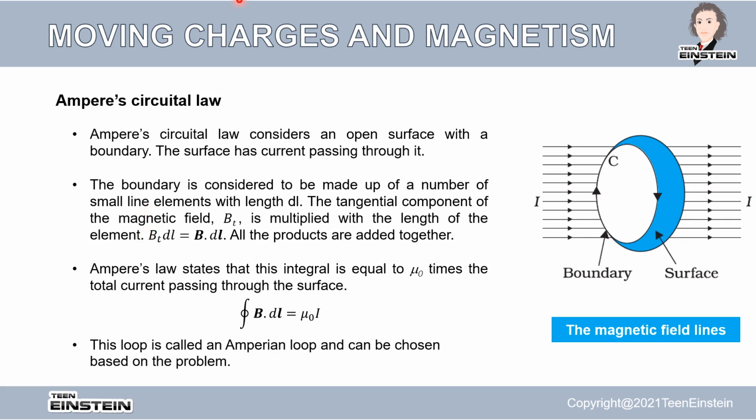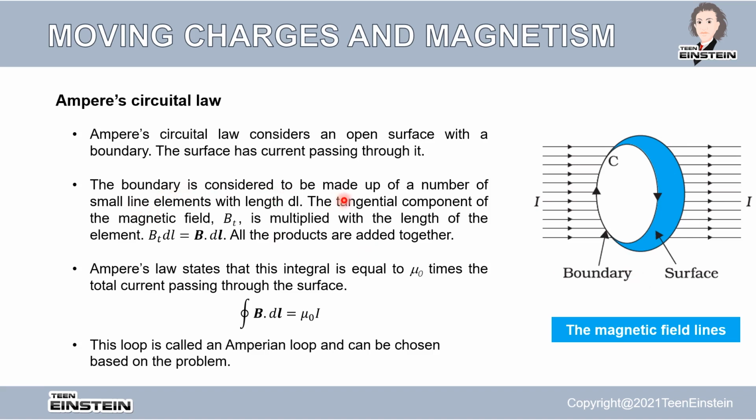In this we are going to consider an open surface with a boundary. So if this is the open surface, it has a closed boundary like this, and the surface has current passing through it. So through this surface there is a current passing through. This I is the current that is passing through. This is the boundary of the surface and this blue shaded region is the surface.